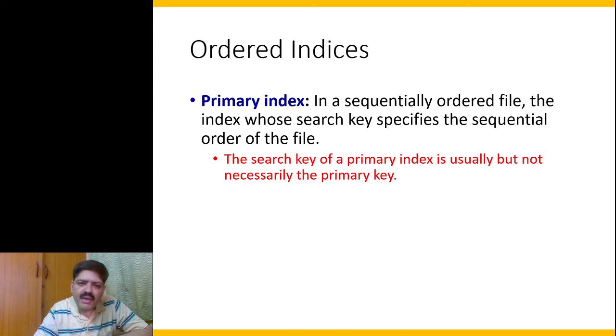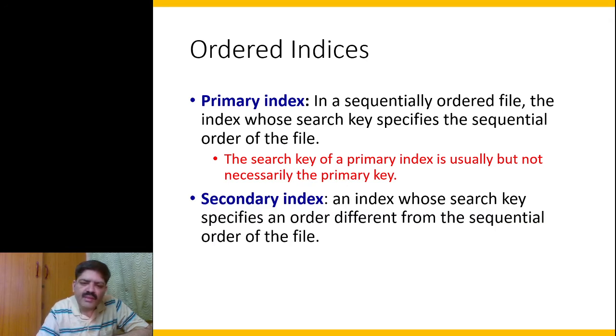So we have something called a primary index. In a sequentially ordered file, it is the index whose search key specifies the sequential order of the file. Right. So I have the search key for a table, and I also have some key on which the file is sorted, or the records are sorted in that file, right? So now if these are same, then I say I have a primary index. But the search key of the primary index is usually but not necessarily the primary key. Please do keep this in mind.